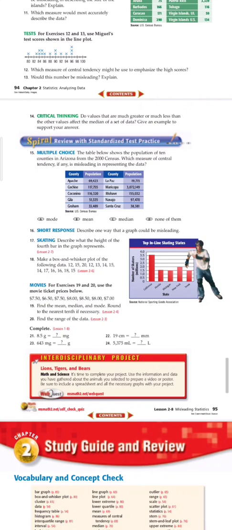Complete lesson 1 to 8. 21. 8.5 g equals mg. 22. 15 cm equals mm. 23. 643 mg equals g. 24. 5,375 ml equals L.